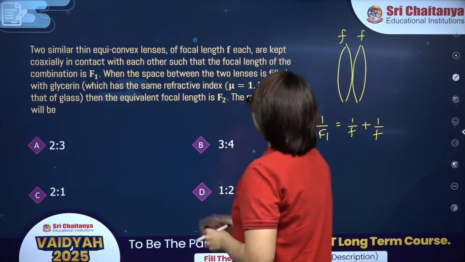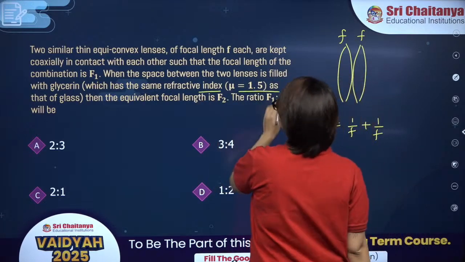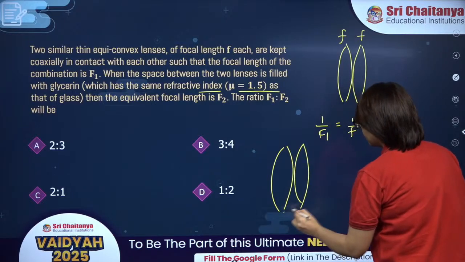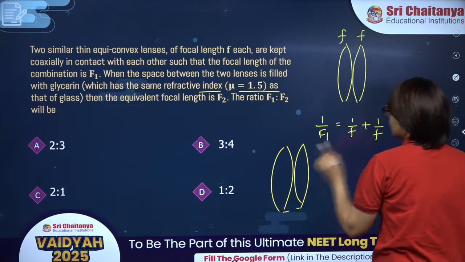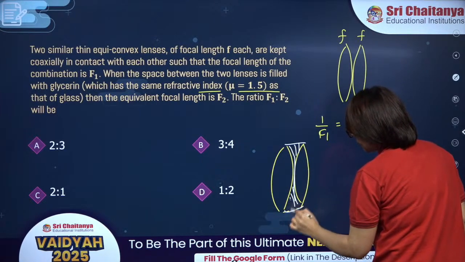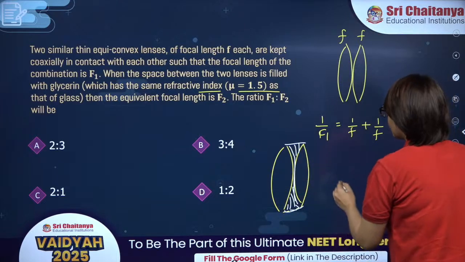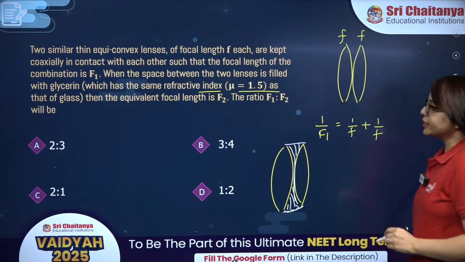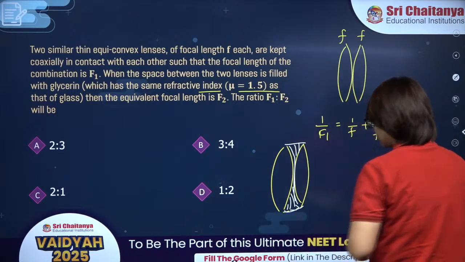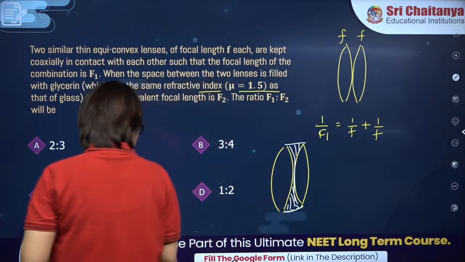Okay. Now, when the space between the lenses is filled with glycerin, which has the same refractive index as that of the glass. So, now what we are doing? We are filling this space over here with glycerin, which has the same refractive index as that of the glass. Then the equivalent focal length of this combination is f2. Then what is the ratio of f1 to f2? That is what they are asking. If you want, you can try this one. What is the ratio of f1 to f2 in this one?